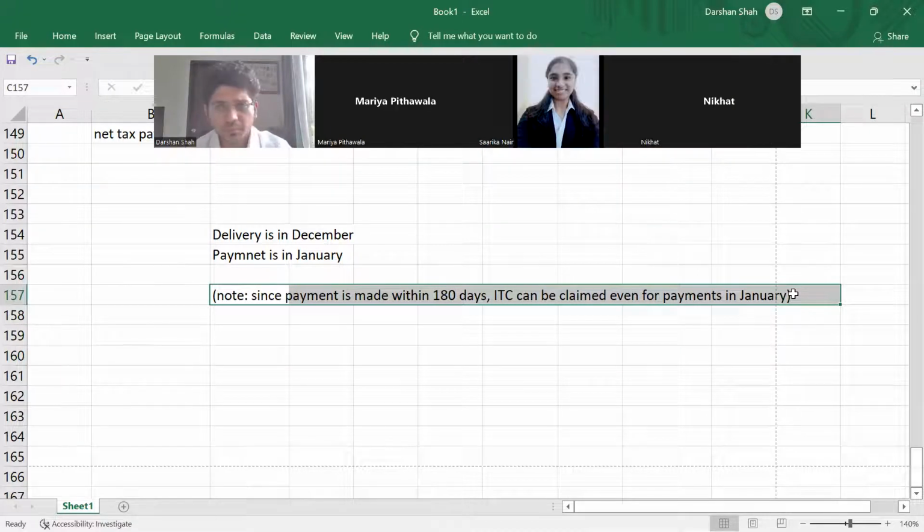So even if the payment was made in Feb, you would have counted for it. Correct. Even if the payment is made in Feb, up to 6 months, it's okay. I confirmed that also.